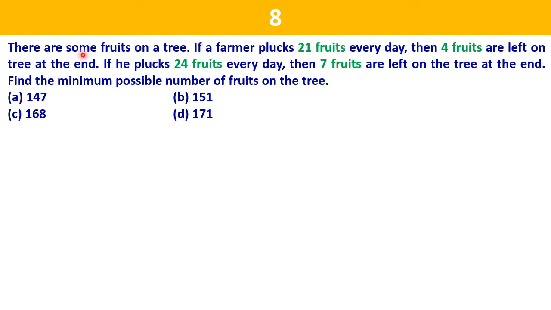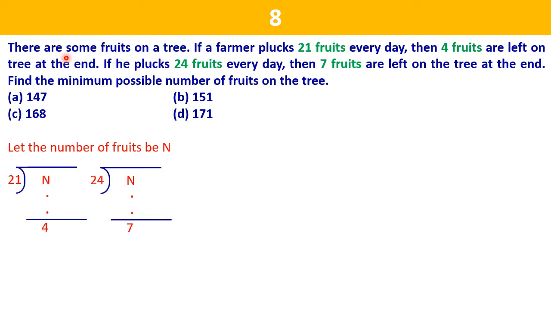Problem 8. There are some fruits on the tree. If the farmer plucks 21 fruits every day, then 4 fruits are left on the tree at the end. If he plucks 24 fruits every day, then 7 fruits are left on the tree at the end. Find the minimum possible number of fruits on the tree. Let us assume the minimum possible number of fruits on the tree as n. If we divide n by 21, then 4 fruits are left because he is plucking 21 fruits every day. So 4 is the remainder left.